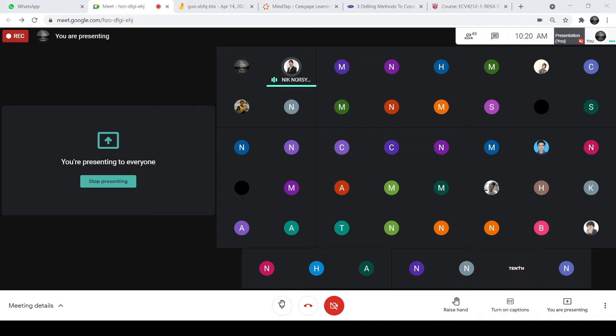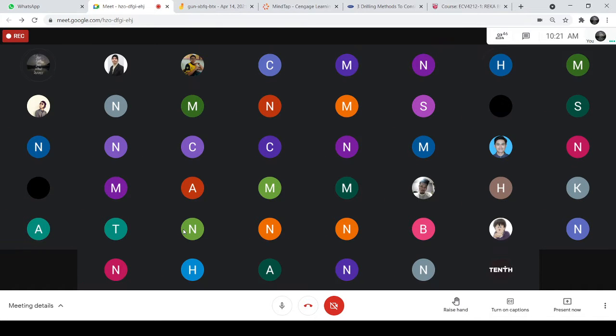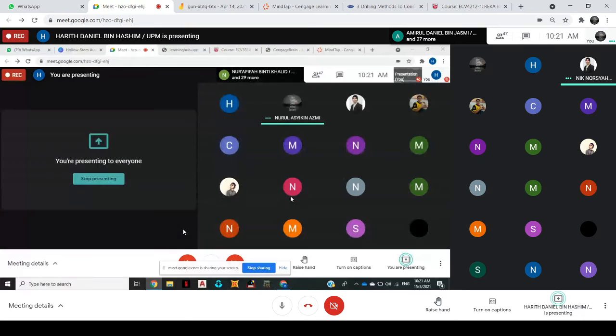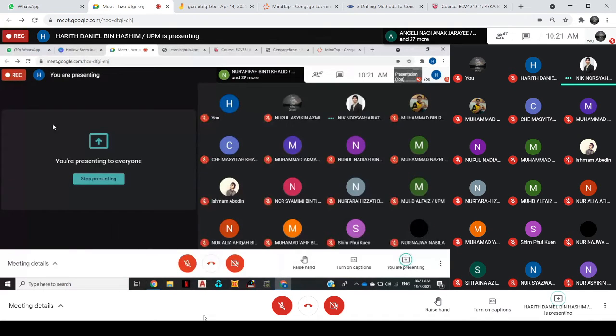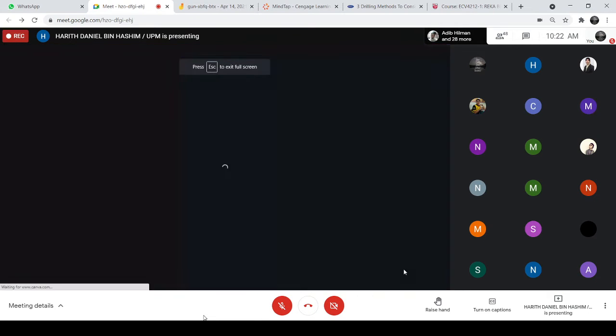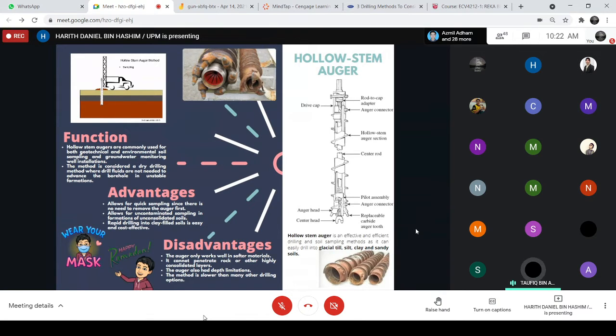So then we move on to group 2, hollow stem auger. Where can you share? Can I start now, doctor? Yes, please.